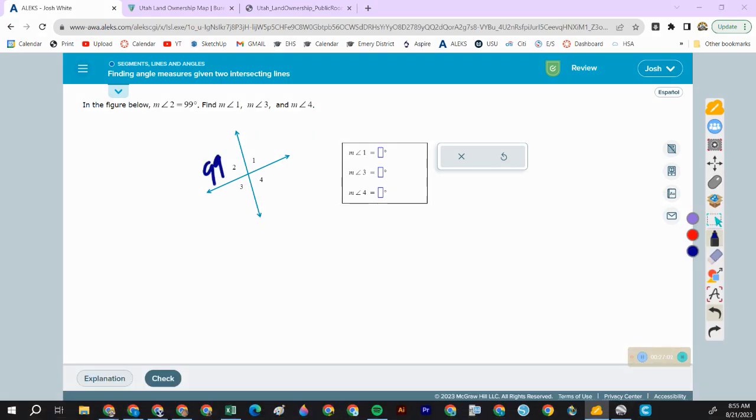Find all of the other angles. Angle 4 is going to be 99. What do we call angles that are in that orientation? Starts with a V. Vertical angles. Yep. Okay, how would we find angle 1? 180 minus 99 is going to be 81. And if angle 1 is 81, then angle 3 is also 81. Good job.